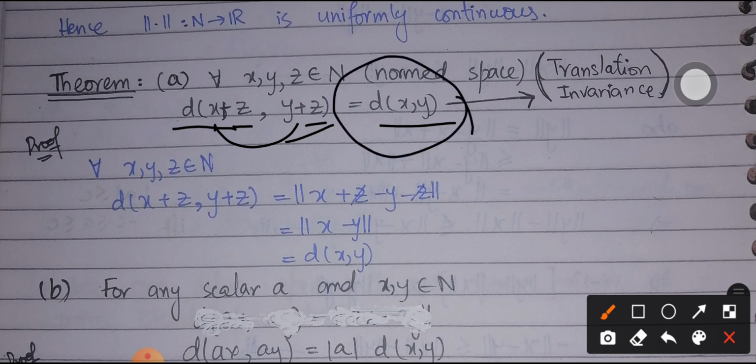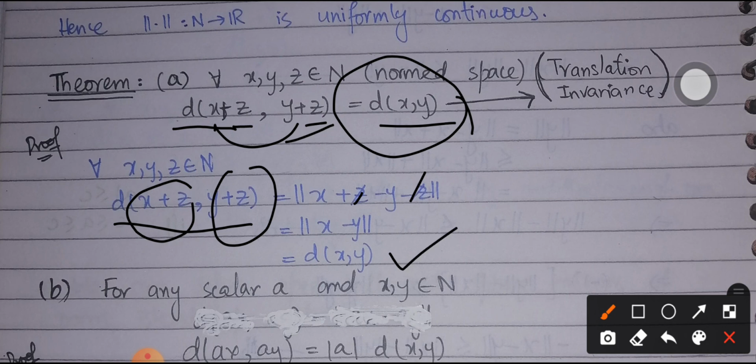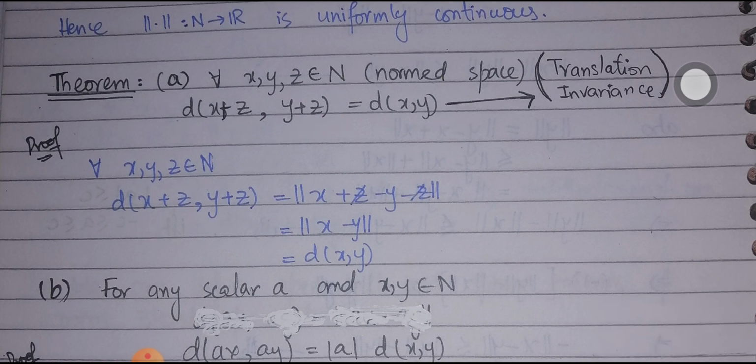So for all x, y, z belonging to N, d of x plus z and y plus z, by definition, will be equal to norm of x plus z minus y plus z. So minus y minus z, this will be cancelled out, and hence we have proved that it is equal to d of x, y. This is also named as translation invariance, that is, by shifting a point from one place to another, the distance will not change.